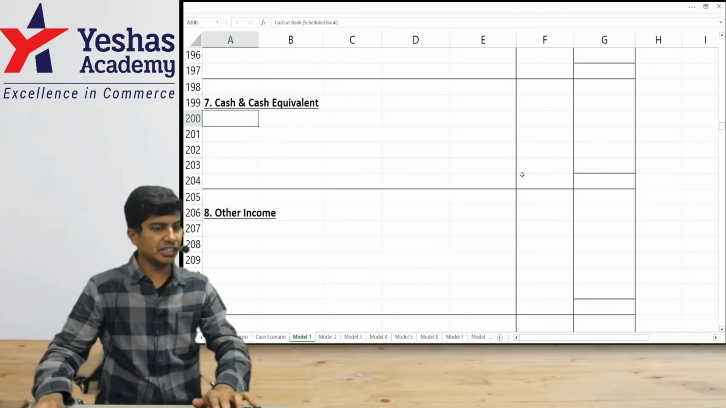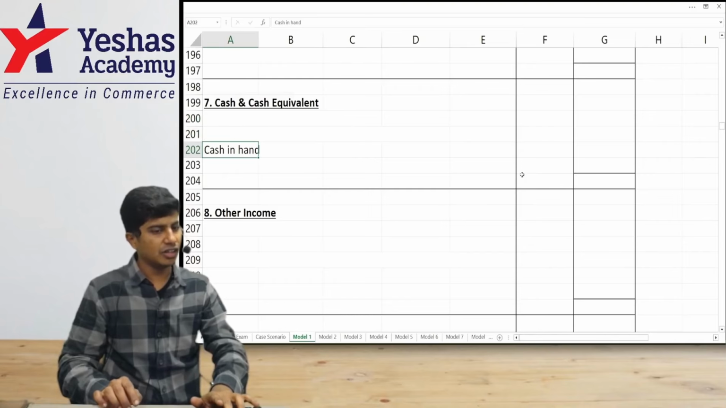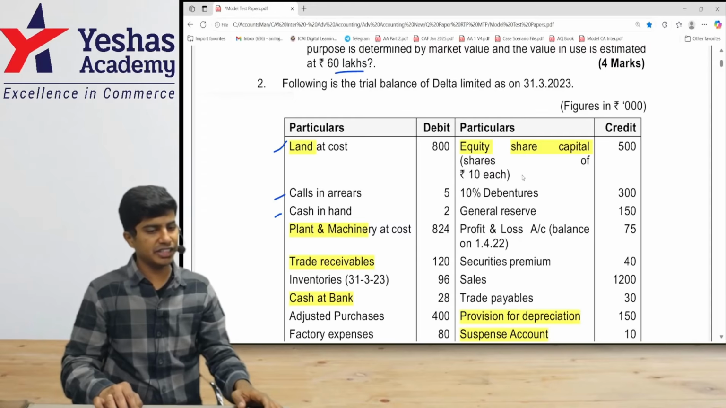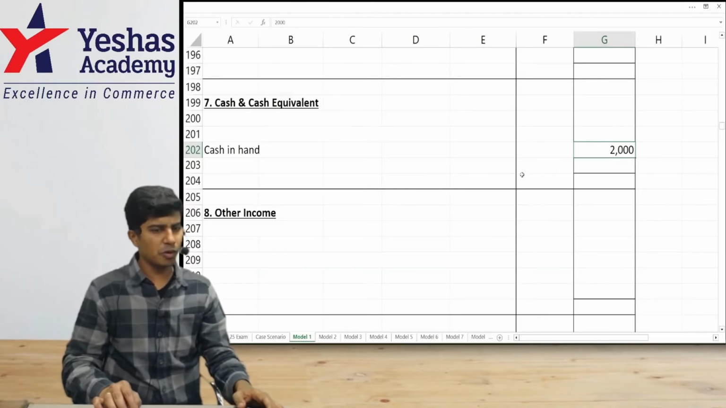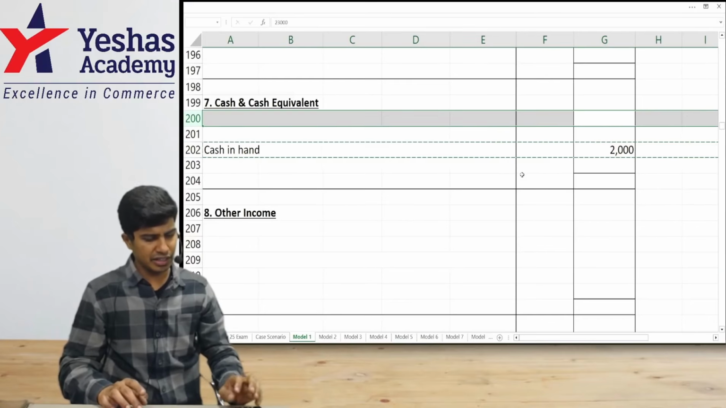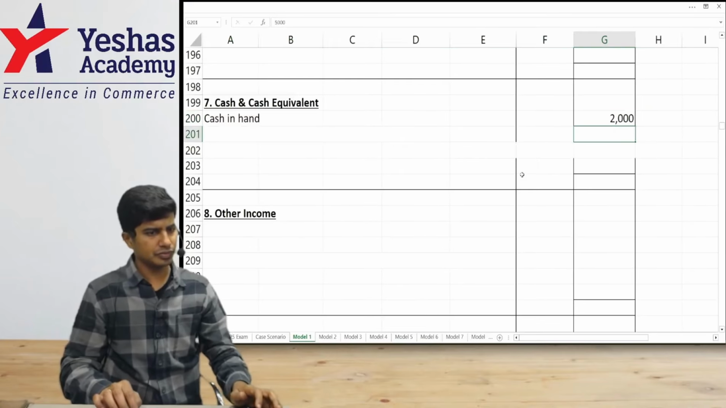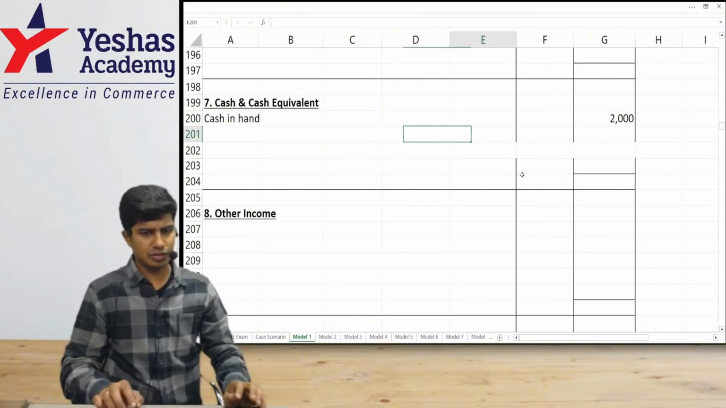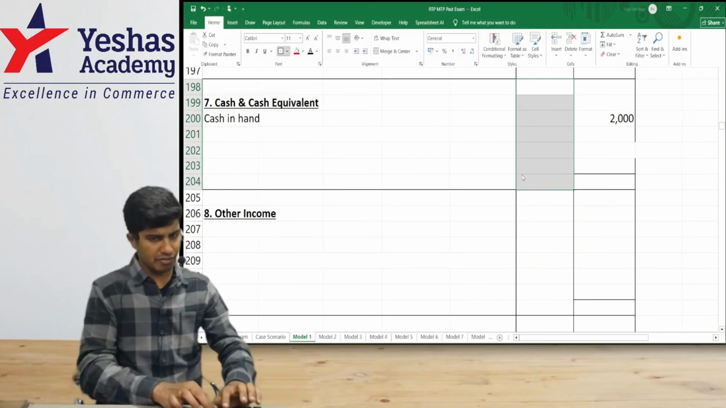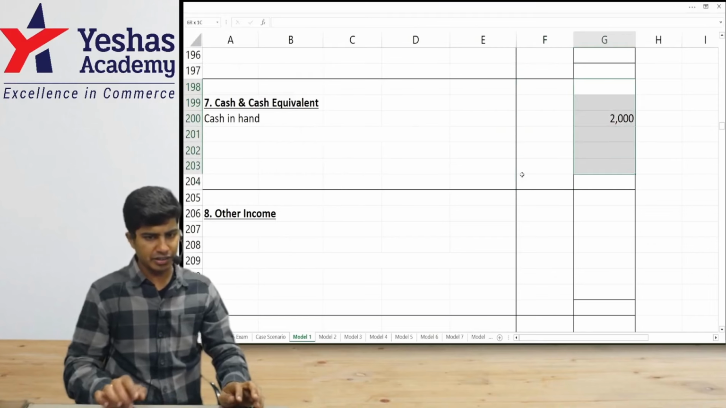So I'll write in my cash and cash equivalent, cash in hand. How much is cash in hand? 2,000. Cash in hand? I don't think there is any problem with cash in hand. Any problem? Any difficulty? Okay, come on. Let's go to the next item. What do we have after our cash in hand?